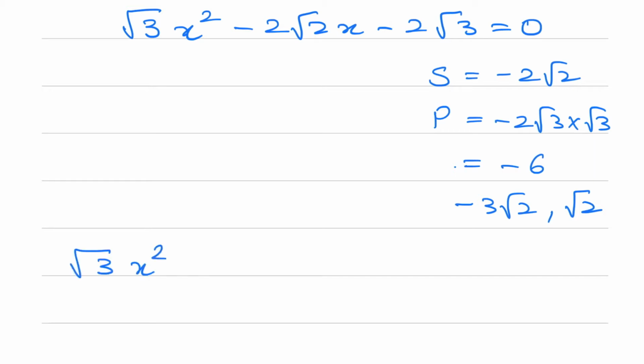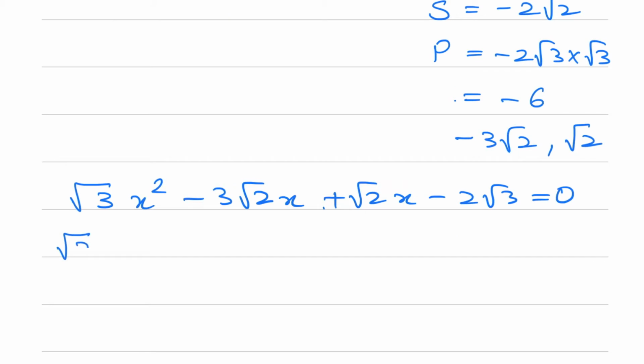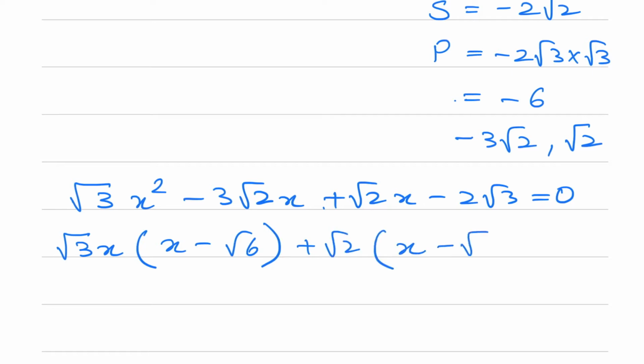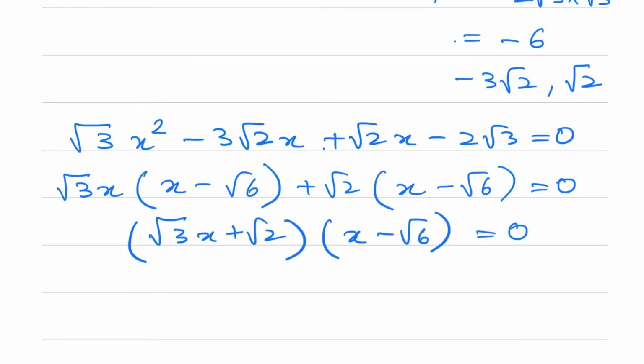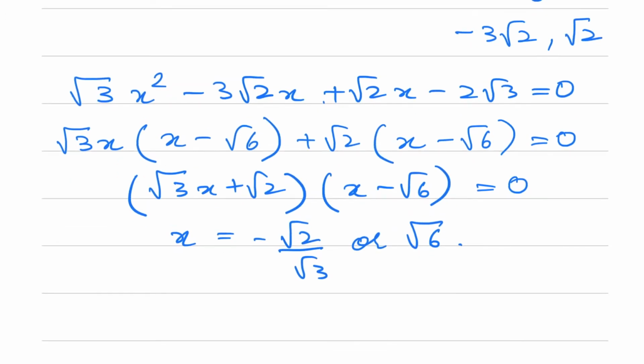Root 3 x square minus 3 root 2 x plus root 2 x minus 2 root 3 is equal to 0. Root 3 x is common, (x minus root 6) plus root 2 is common, (x minus root 6) is equal to 0. So we have (root 3 x plus root 2) into (x minus root 6) is equal to 0. So we have x is equal to minus root 2 by root 3, or root 6. Answer.